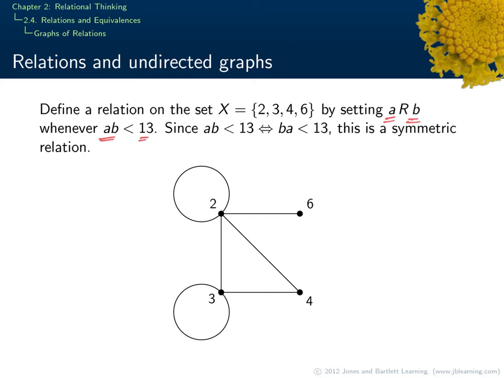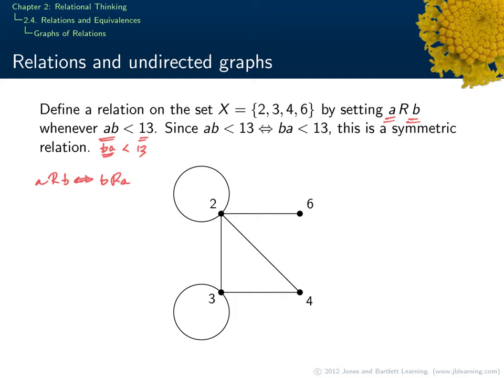Now, A is related to B. That happens exactly when B is related to A. Right? Because A times B is less than 13 exactly when B times A is less than 13. Right? That's because A times B and B times A give the same product. So if one is less than 13, the other will be less than 13.